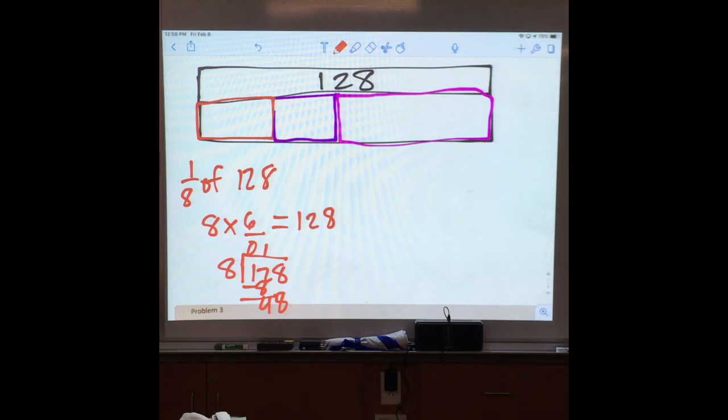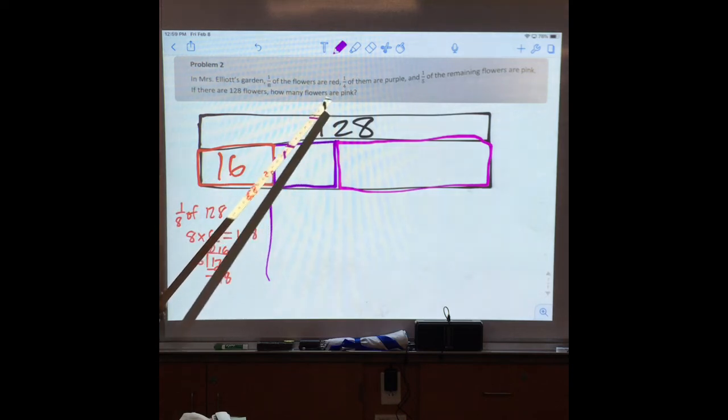So, we have 6 in this box. Is that correct? All right, I hope you're saying 6. 6 will go here. So how many flowers are in the box here? 16. Okay, let's go for the purple.